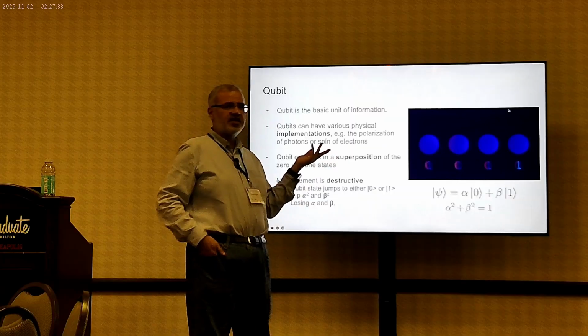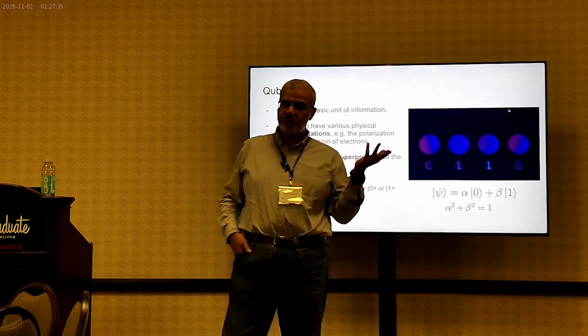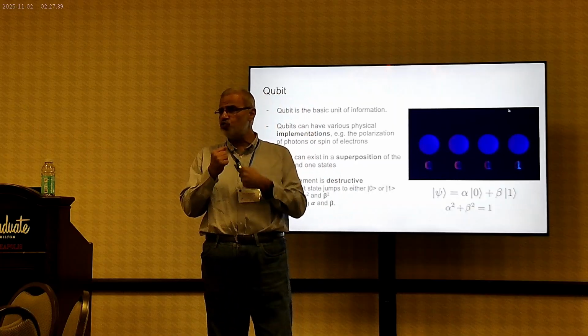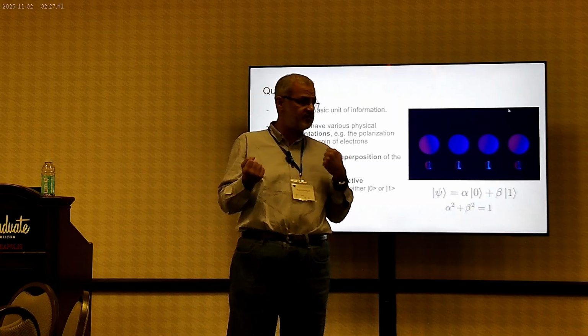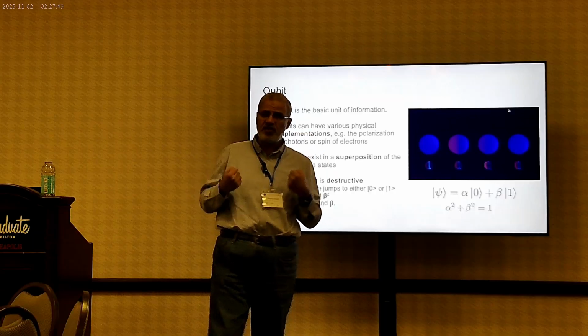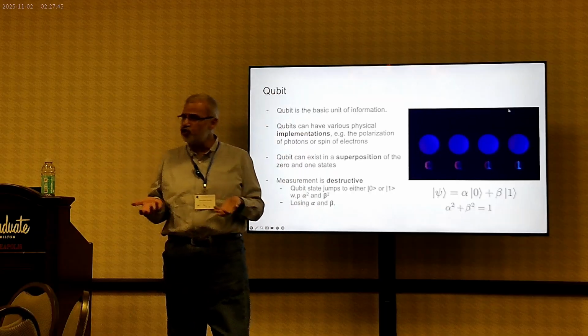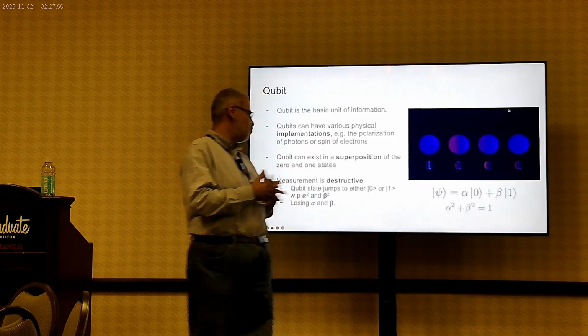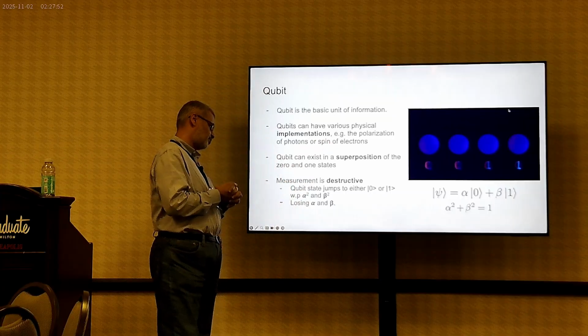Why do we actually need complex numbers, not real numbers? Because using complex numbers allows you to have a phase. So you can do constructive and destructive interference. And this constructive and destructive interference is what we leverage in our algorithms to achieve what we want. I'll talk about this in more detail later.